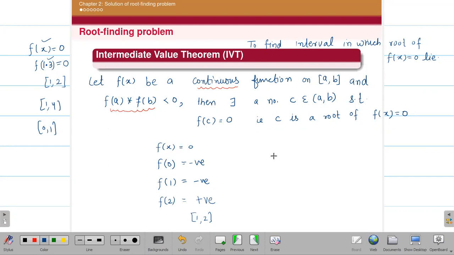So how does it work? Suppose I take this graphically. This is the x axis, this is the y axis. I am taking any function. This is a continuous function. And obviously the root is where it cuts the x-axis. So this is the exact root of this function. Let us write it as c. Okay. So now I am taking any interval, random values here, a and then b.